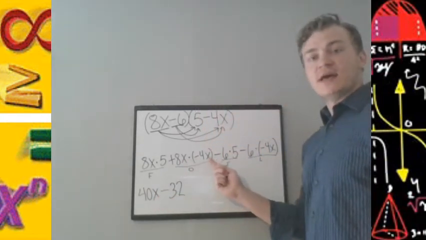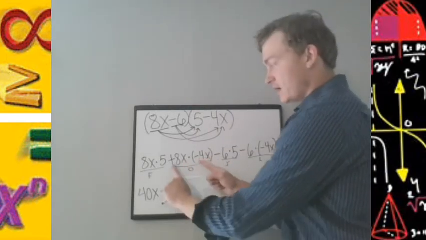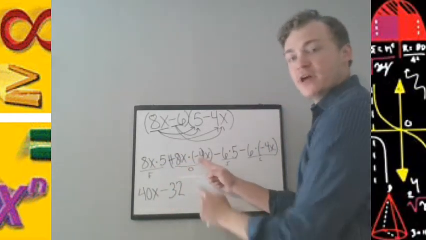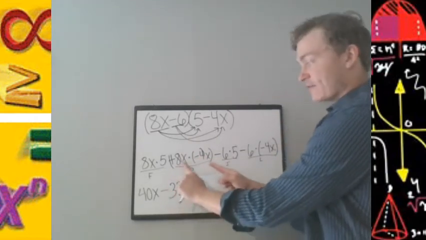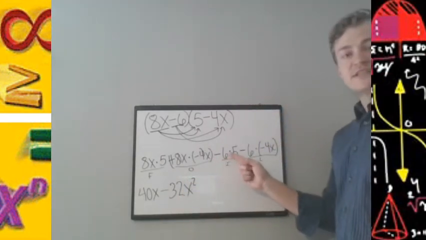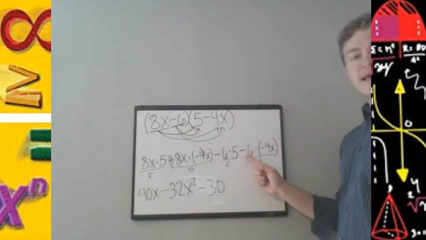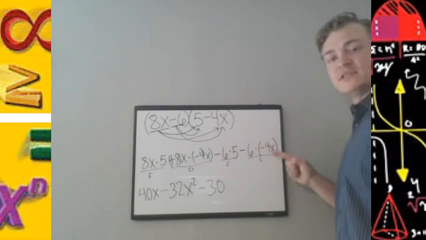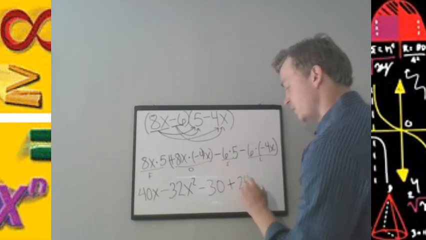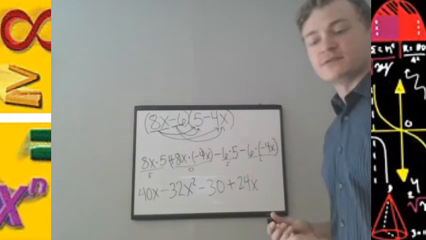x times x. Now again, this negative 4 here, we're not going to multiply an x and a negative and get another negative, right? Positive 8 times the negative 4, that negative now is here. So we have x times x, which is x squared. Negative 6 times 5 is negative 30. Negative 6 times negative 4x, negative times negative is positive. 6 times 4 is 24. Multiply this factor of x. That's a positive 24x.